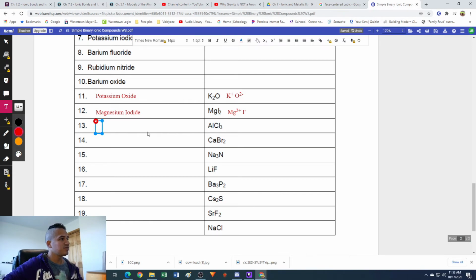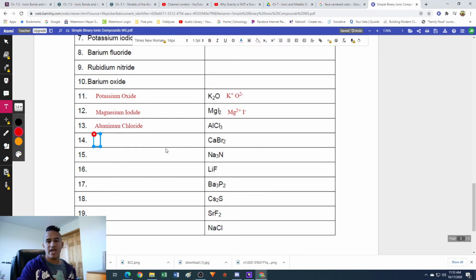So let's take a look at number 13. We have Al, which is aluminum. We have Cl, which is chlorine. Aluminum is a positive ion, chlorine is a negative ion, and all negative ions need to have that "ide" ending. So this should be chloride. Okay, so aluminum chloride. All right, we'll do one more here.